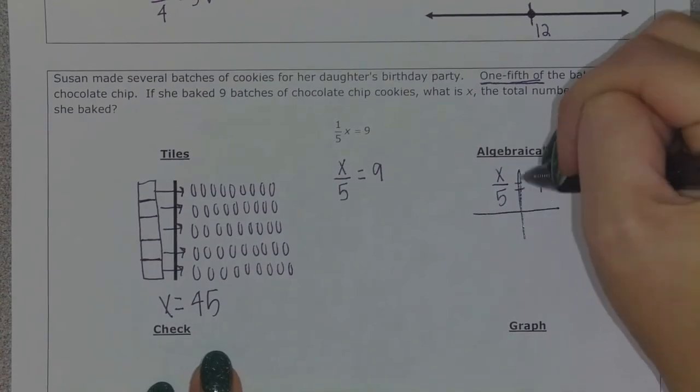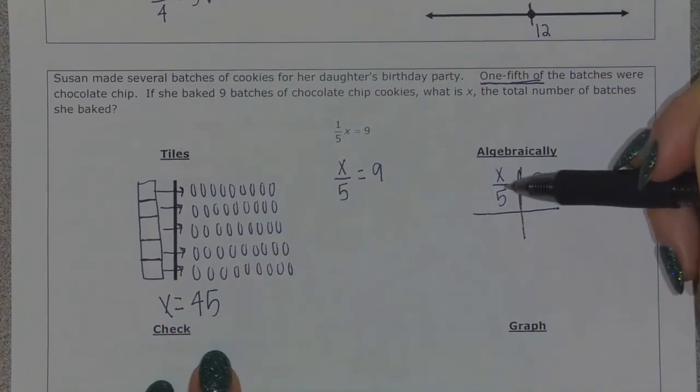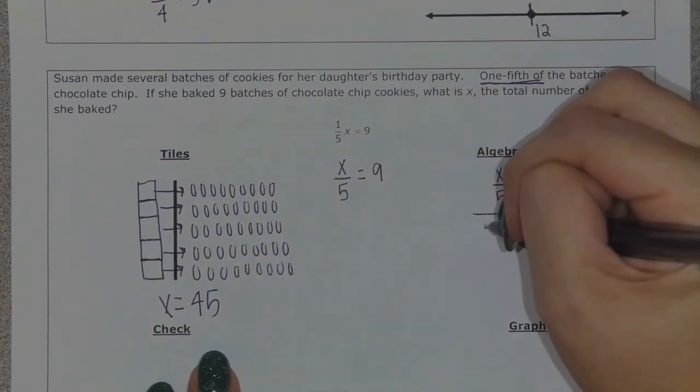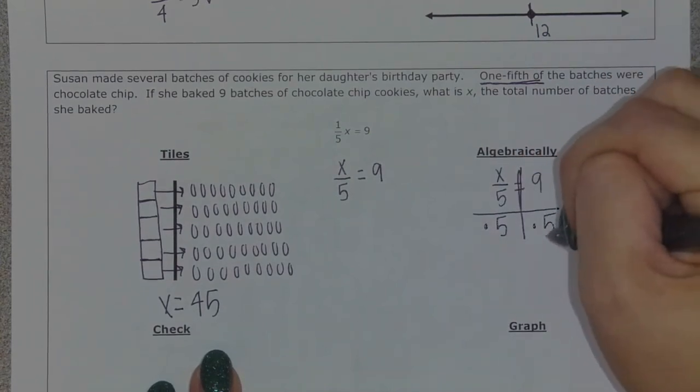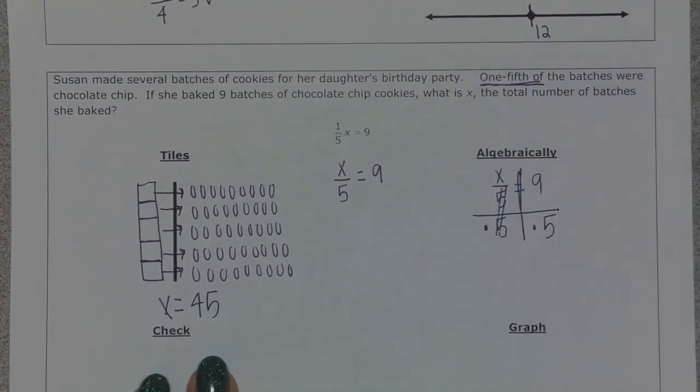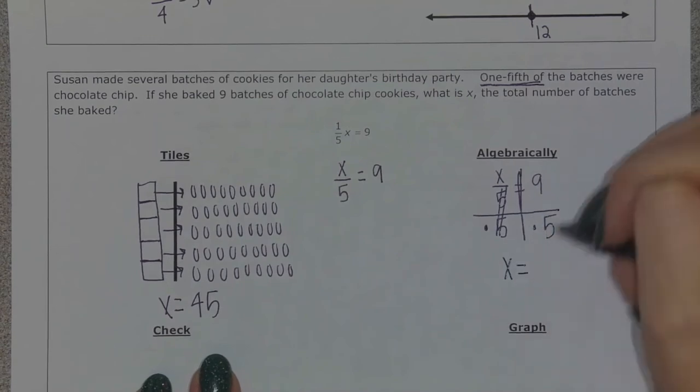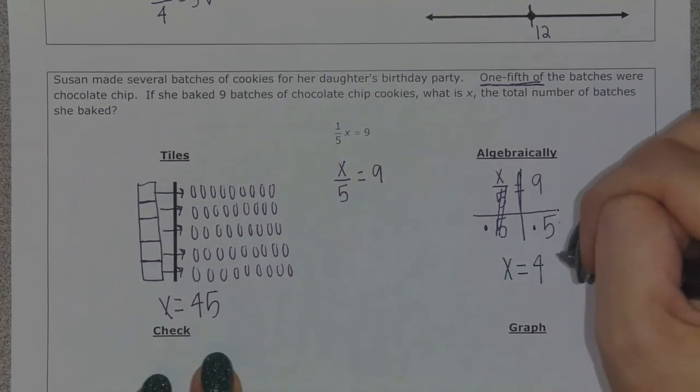I'm going to set up my t-chart. So the opposite of divided by 5 would be times 5. What I do to one side, I have to do to the other side. So remember, our 5s cancel each other out. So I'm left with x equals 9 times 5, which is 45.